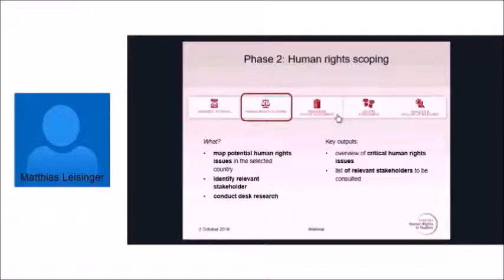So certainly the reading of the reports helped us to find out who the relevant stakeholders are and what the relevant topics are. We already got an overview of critical issues in the two destinations when it comes to human rights, and also a relatively long list of potential stakeholders we might be able to consult during the actual on-site assessment. So that was the human rights scoping.